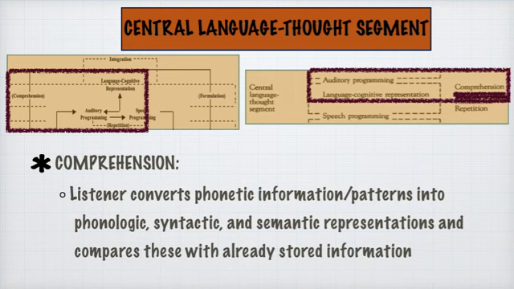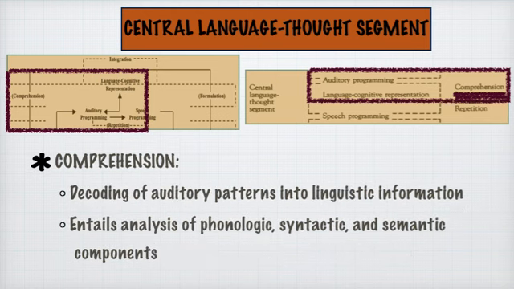Sige, so let's go to the first behavioral correlate. It's comprehension. So in this part, the listener converts phonetic information patterns into phonologic, syntactic, and semantic representations and compares these with already stored information. So here, comprehension na ay decoding of auditory patterns into linguistic information and entails the analysis of phonologic, syntactic, and semantic components.